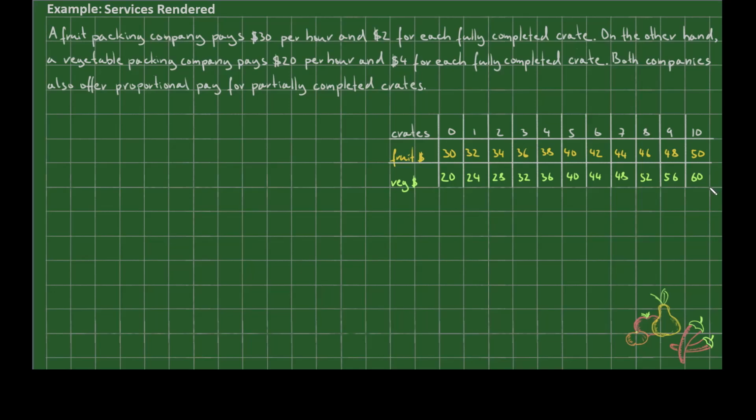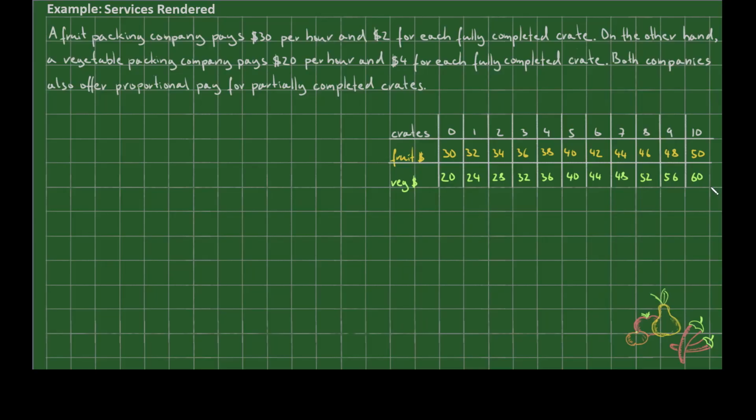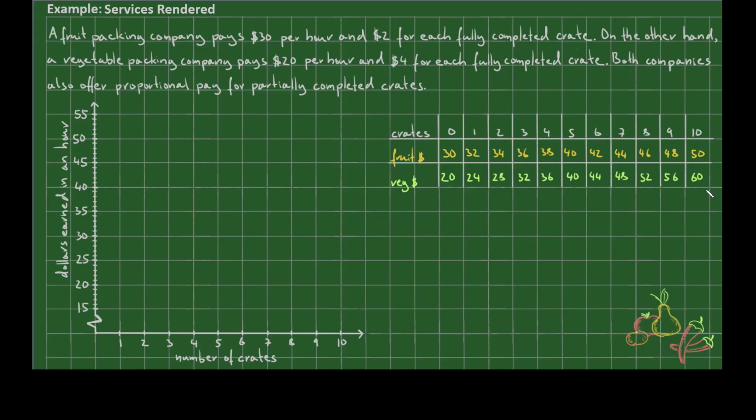What should go on the x and what should go on the y-axis? Well, the pay is dependent on the number of crates. This means that the number of crates is the independent variable and will go on the x-axis. And that leaves money as the dependent variable, which will go on the y-axis. As I am plotting dollars versus number of crates, that might as well be the title of this graph. Alright, now I can plot my points. I'm going to start with the points for the fruit company. And here they are. At 0 crates, we are going to receive $30. At 1 crate, $32. At 2 crates, $34, and so on.